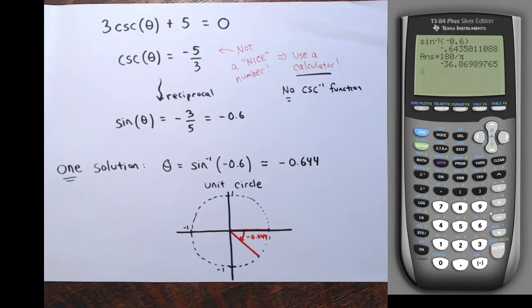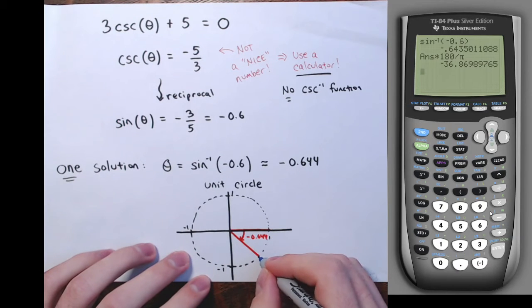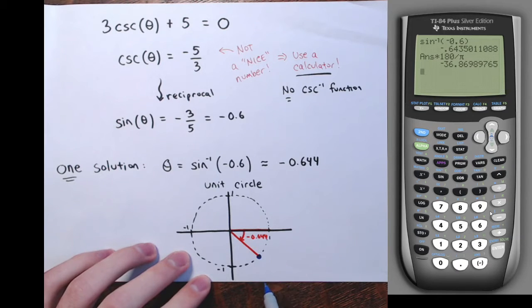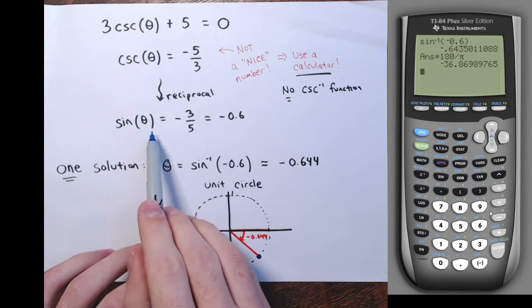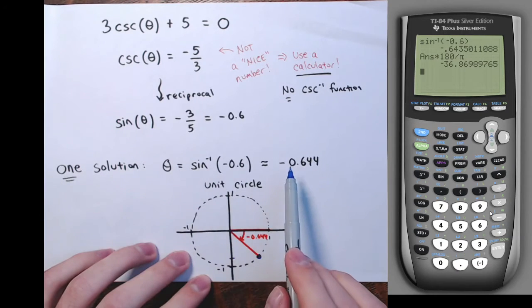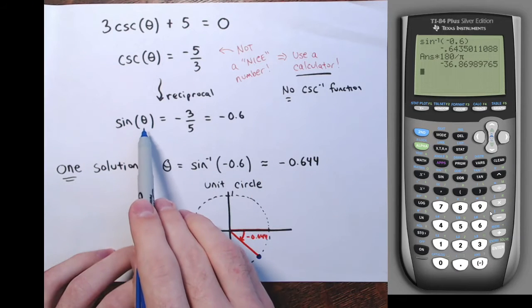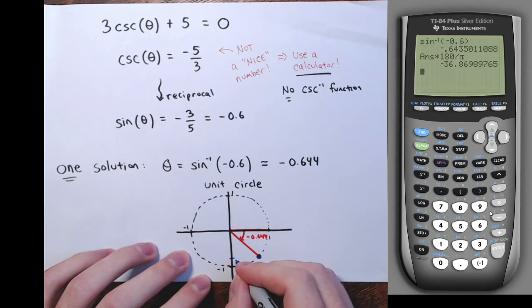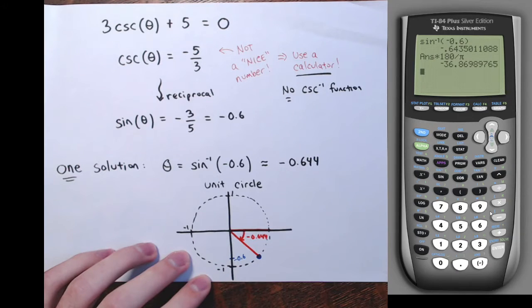When we draw an angle along with the unit circle, wherever that angle ends, the point on the unit circle, the x-coordinate is the cosine of that angle. So the cosine of this angle would be whatever the x-coordinate of this point is. The sine, though, is the y-coordinate. And we know from this line that the sine of this angle, this negative 0.644 radians, is negative 0.6. So the y-coordinate here is negative 0.6. So I'll mark off negative 0.6 on the y-axis.